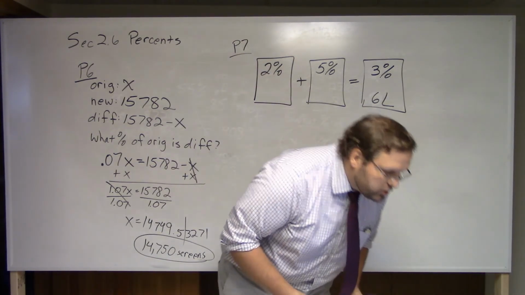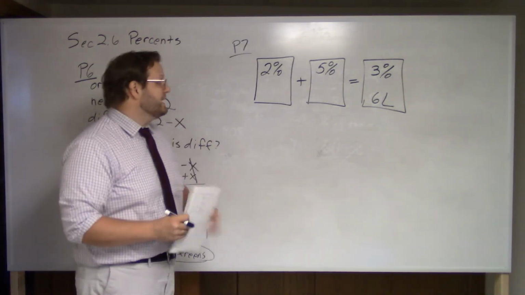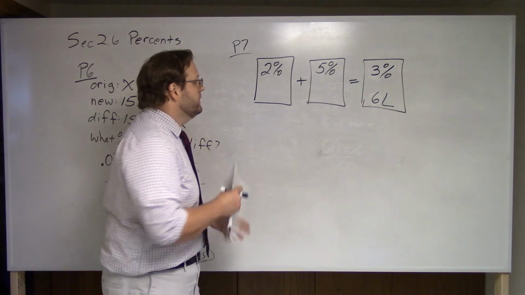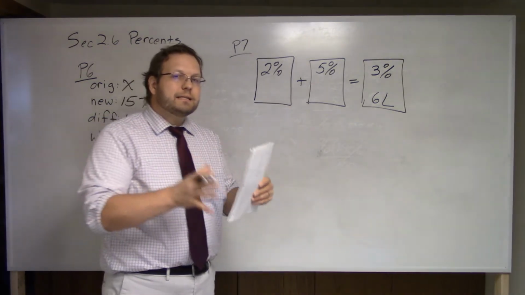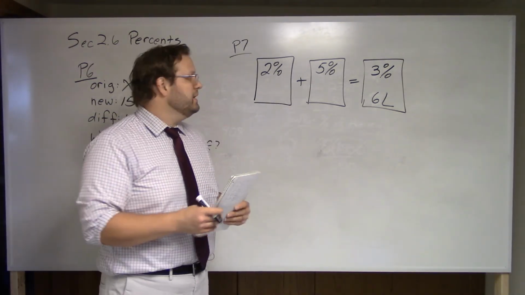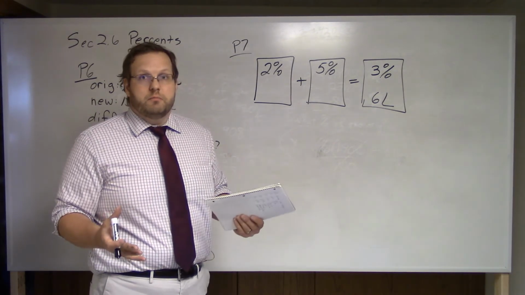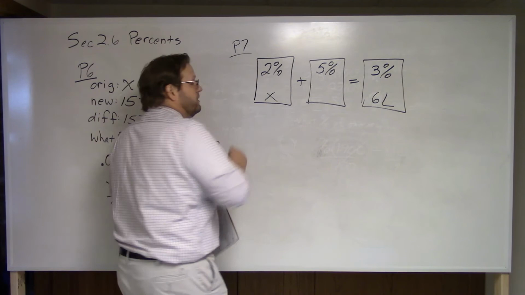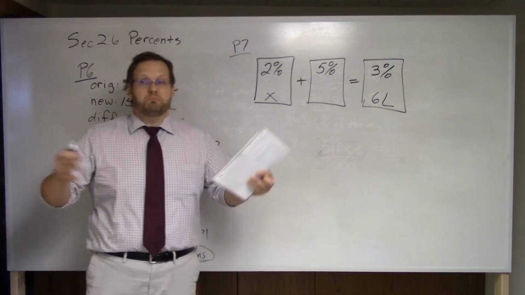Okay, so what they don't tell you is anything about the amounts here. There are a couple ways to do it. When we get into systems later on, we can use a system, but here we have to deal with one variable. So this is how we're going to do it. I'm going to say I have some amount of 2%. I don't know how much, just a question mark.